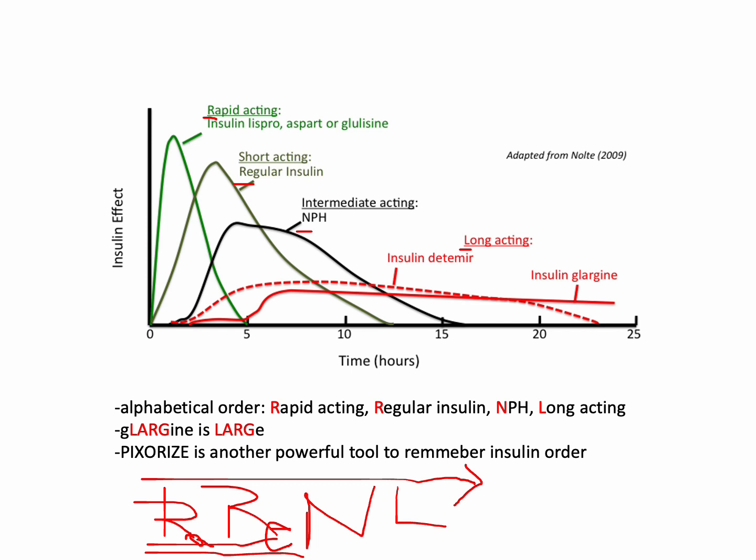And the last step is to remember the mnemonic: glargine is large, and this way you know that the last L is the L of glargine. It was really easy for me to remember this on test day. Hopefully it will be really easy for you also to remember that glargine is large, so it's the longest-acting insulin.